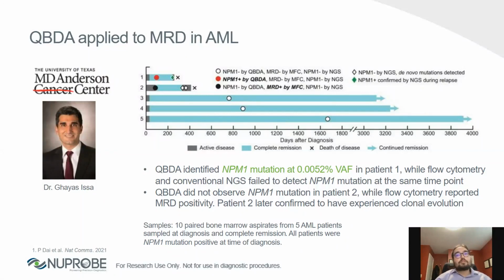Our NPM1 results were consistently concordant with these other NGS methods, but we didn't have KDM6A or PHF6 on the panel. But I think the fact that in at least one patient, we were able to observe this NPM1 mutation at 0.0052% VAF that was missed earlier and appeared later on conventional NGS suggests that this technology is very promising for monitoring of residual disease applications in acute myeloid leukemia.